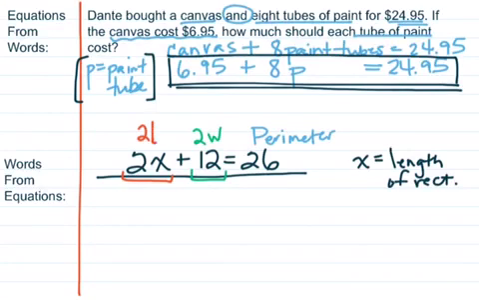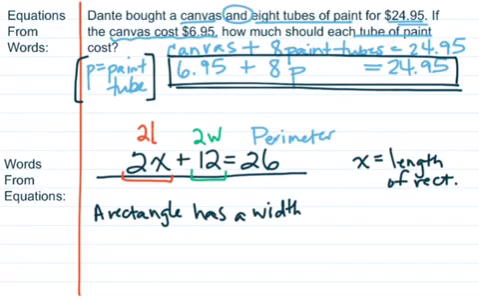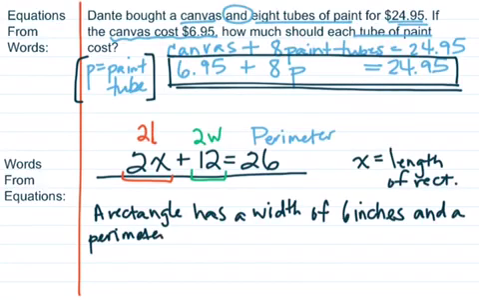Okay, so writing a word problem, and again this is just a made-up scenario. The problem I made up could be: a rectangle has a width of 6 inches and a perimeter of 26 inches. What is the length of the rectangle?